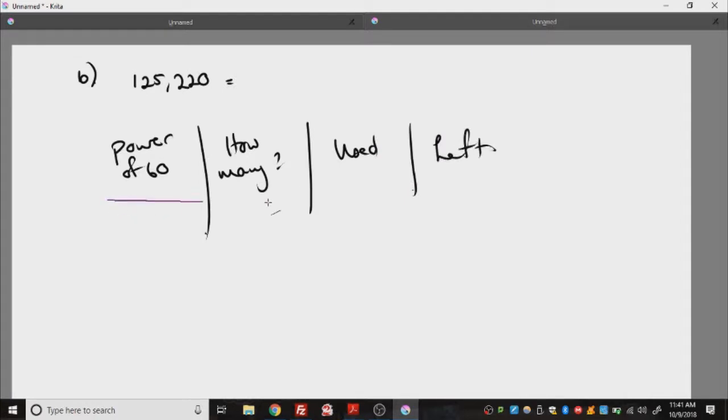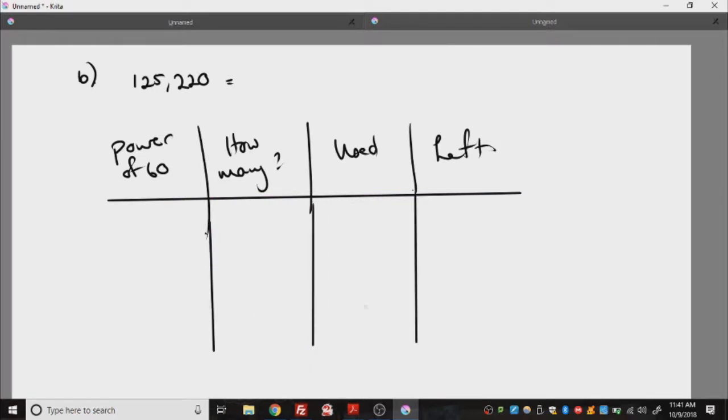So I've decided on this, and I'm always going to do the same thing. Now the highest power of 60 is again going to be 60 squared, because the next one is 216,000, which I know is too big. And then I have to go down all the way to the ones. How many times does 3600 fit into the number? 34. Then what have I used? 34 times 3600?